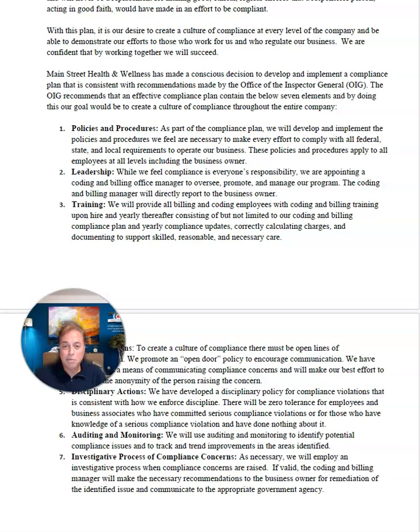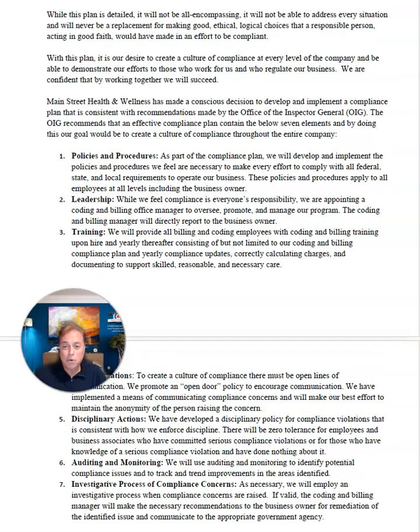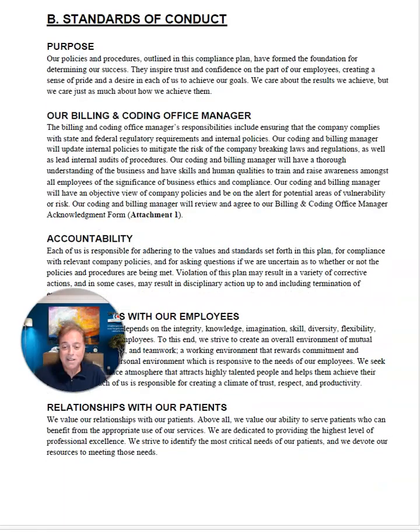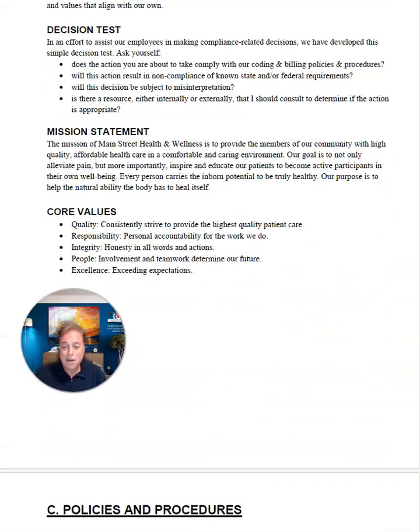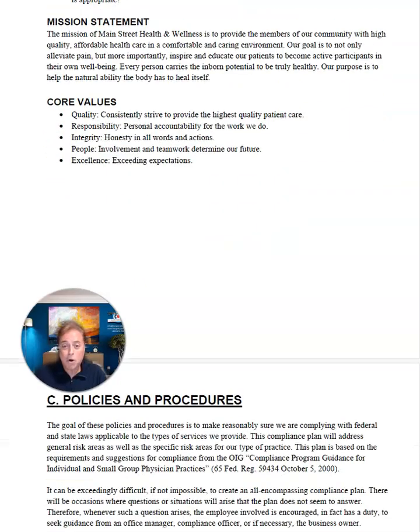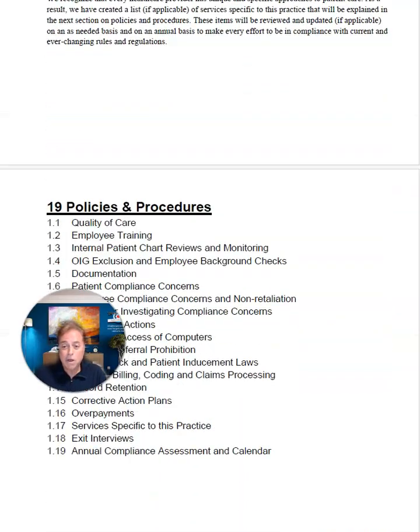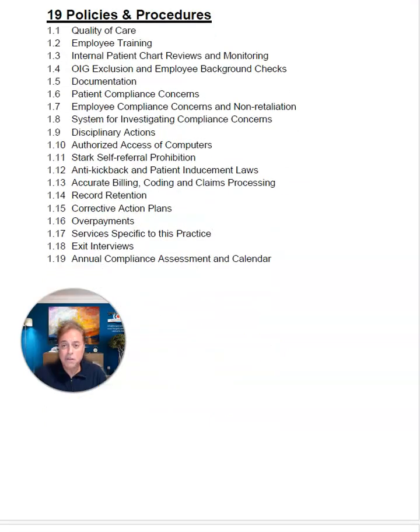There are 7 elements of a compliance manual with recommendations made by the OIG, Office of Inspector General. So we provide you with those 7 elements. Standards of care, mission statement. Every good quality policy and procedure manual should have a mission statement. If you don't have one, we'll help create one for you. You should have core values as part of your policy and procedure manual. And then these are the 19 policies that we think are the most important.